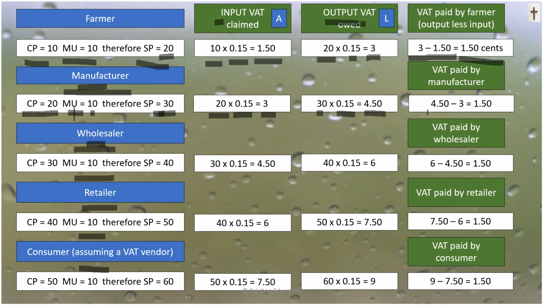A VAT return is done. Output VAT minus input VAT, and what gets paid over to SARS? R1.50. And VAT boy has a smiley face. I think he approves of my calculation. I'm calculating this correctly. Let's move on.